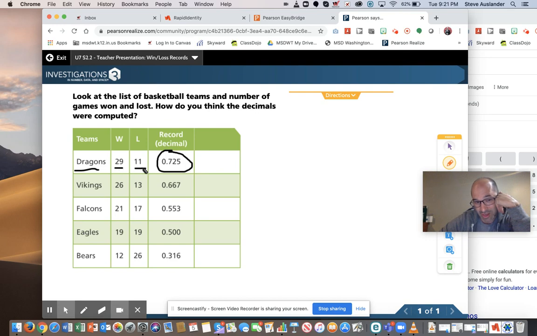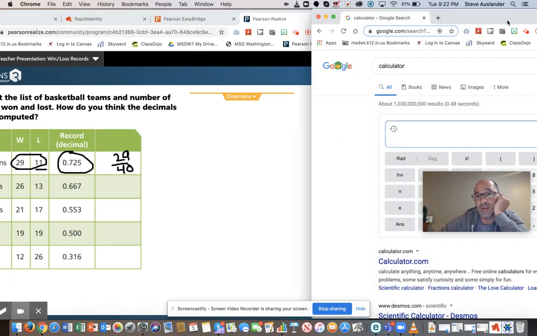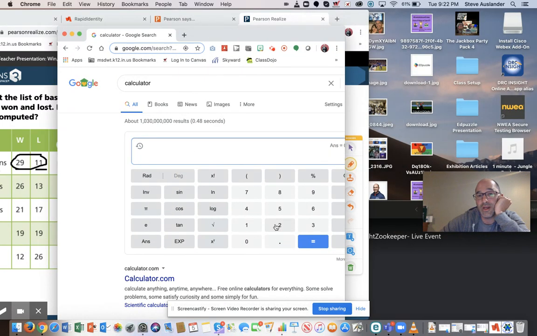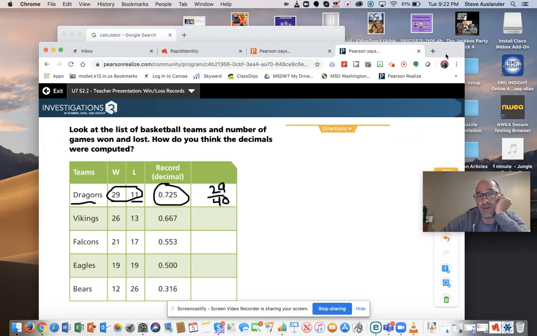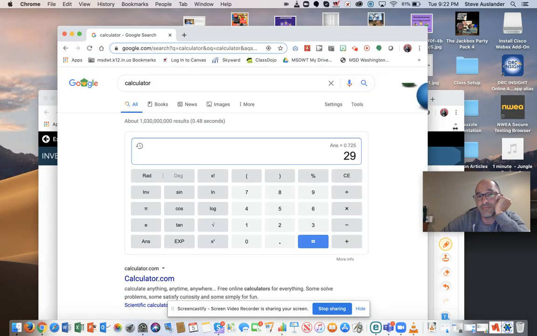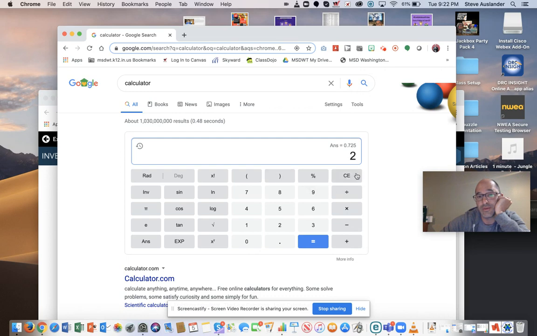They won 29, they lost 11. So how many games did the Dragons play? Well, they won 29, they lost 11, so altogether they played 29 plus 11, that's 40 games. And they won 29 of them. They won 29 out of 40. So 29 divided by 40 equals 725 thousandths.